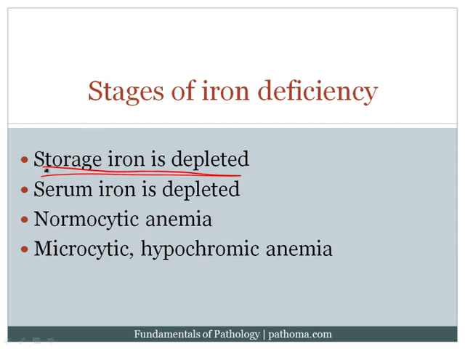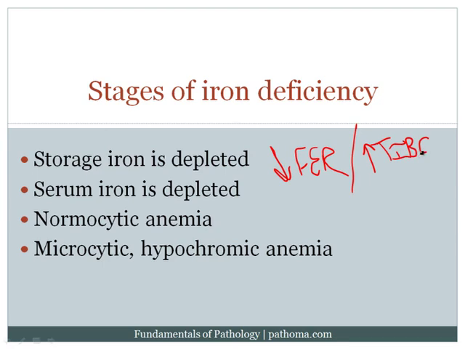Now recall, what is the measure of storage iron? Ferritin. Ferritin tells you how much iron is stored in the body. Now, when the storage iron is depleted, what is going to happen to the serum ferritin? Then the serum ferritin is going to go down, correct? Because the storage iron is being consumed. And one of the other things to bear in mind is that always opposite of what ferritin does is TIBC. So whenever the ferritin goes down, the total iron binding capacity is going to go up.